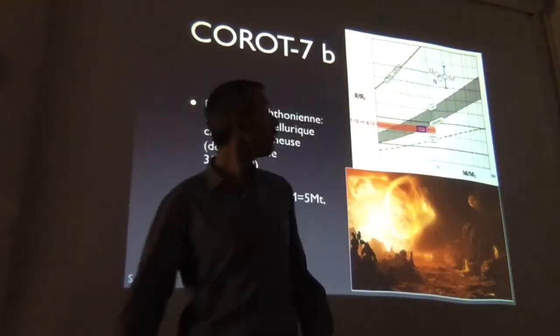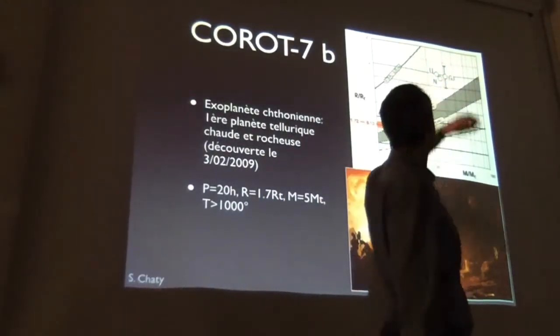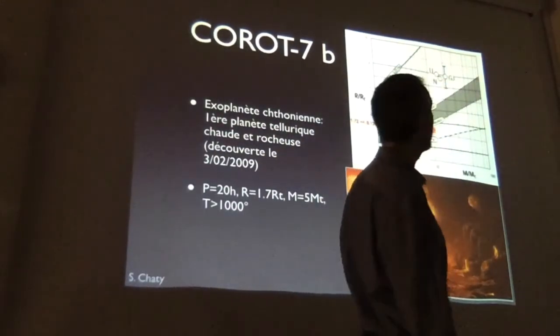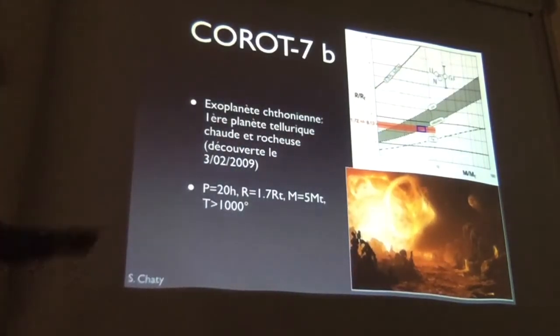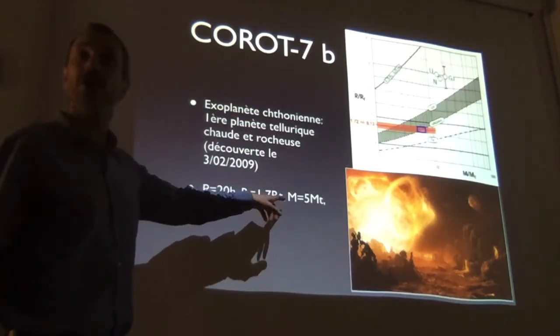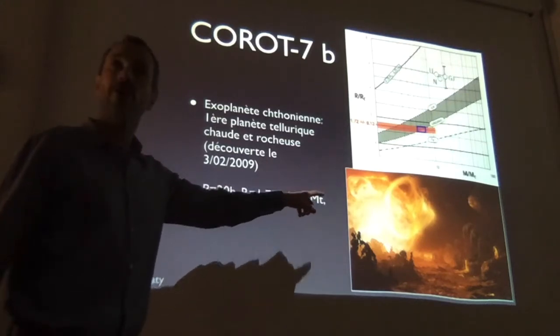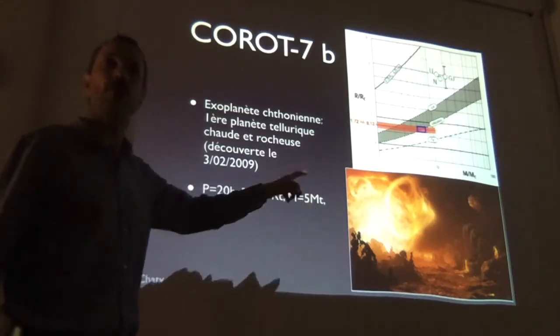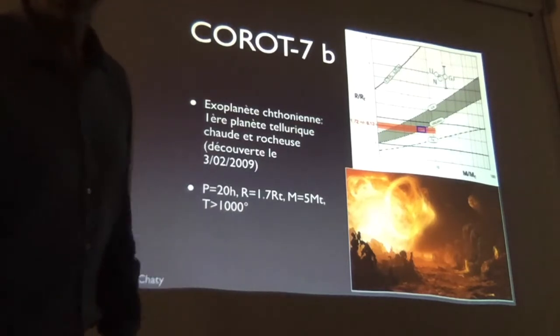So quite heavy, quite dense. Here you have the model for Jupiter. You see it's very different from Jupiter, much more compact, much denser. So period is 20 hours, 1.7 Earth's mass, so very small. 5 times the mass of the Earth, so much more mass, much more compact than the Earth, with a temperature which is more than 1,000 degrees.